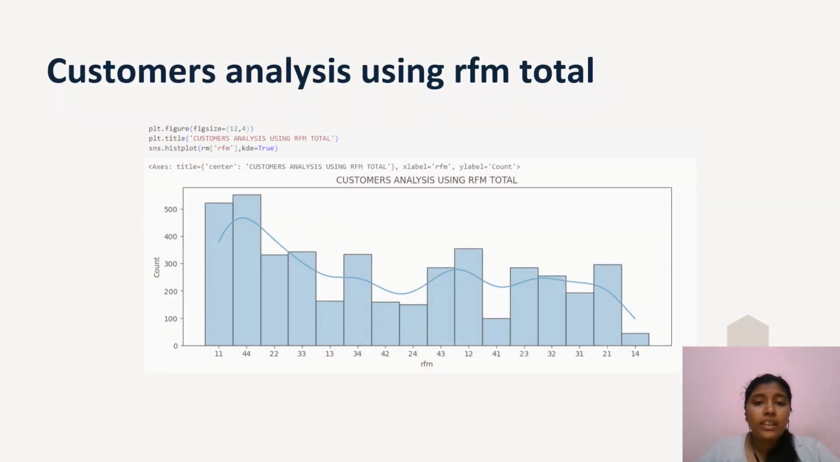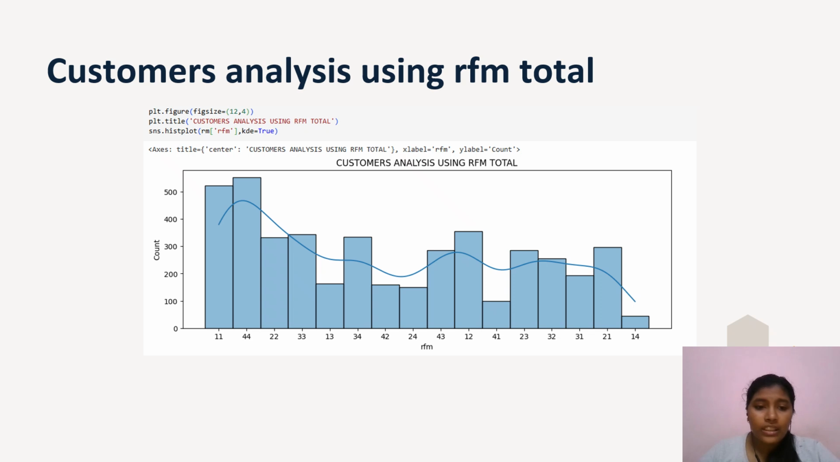And in the customer analysis using RFM total, in the beginning, if we observe, 44 is the RFM total high, and 11 is the RFM total low. But the number of people having RFM total high and low is the same, which might not be a good thing for the management. So they should concentrate on implementing new ideas to attract the customers.